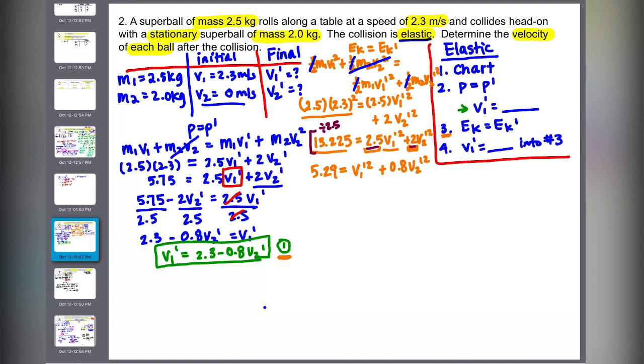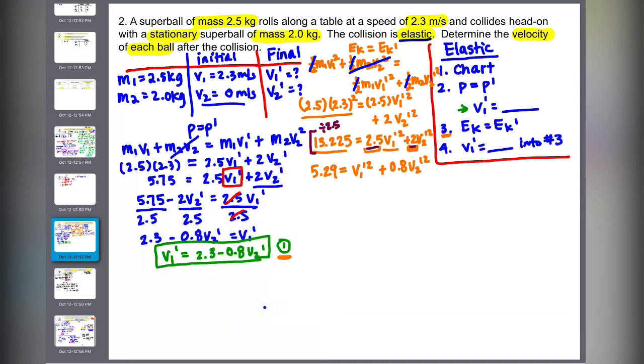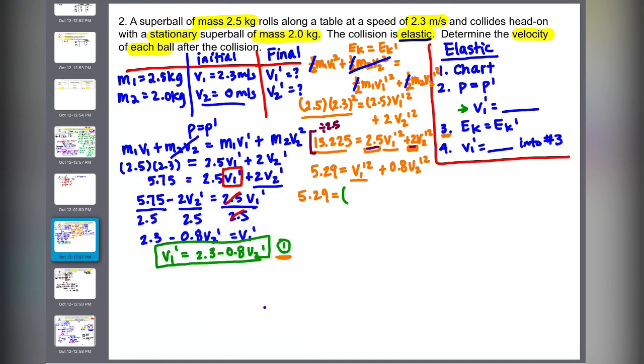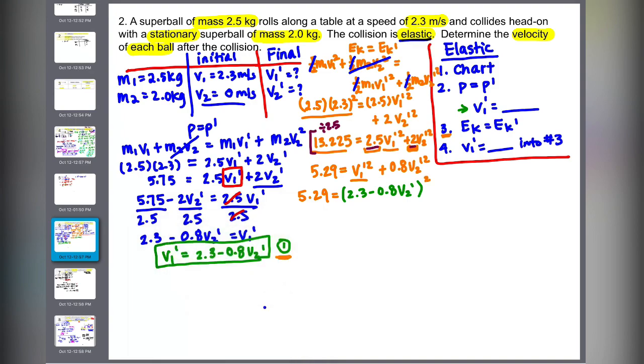I'm just cleaning things up because I've done it 1,000 times. Now that I've cleaned it up a little bit, I'm going to sub 1 into 2. So I'm going to take number 1 and sub it into the v1 prime. So 5.29 equals to, instead of v1 prime, I'm going to sub in equation 1, which is 2.3 minus 0.8 v2 prime, all squared. The biggest, easiest, most common mistakes are the squares that get missed.